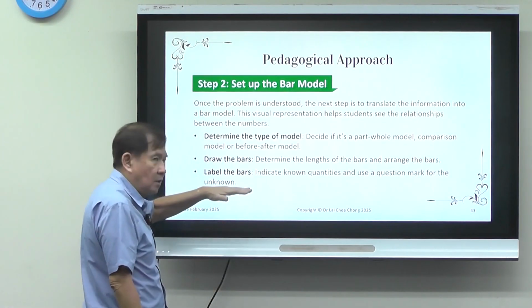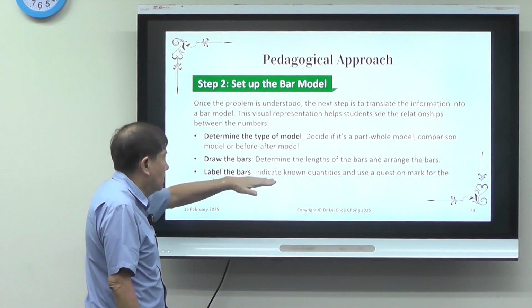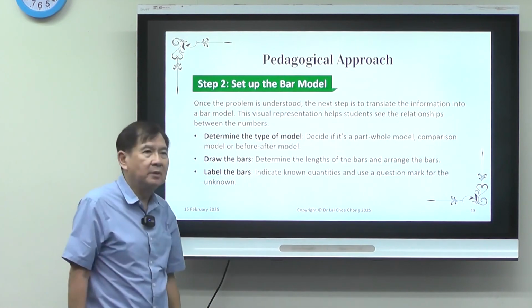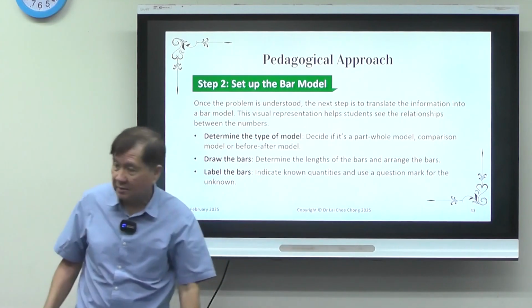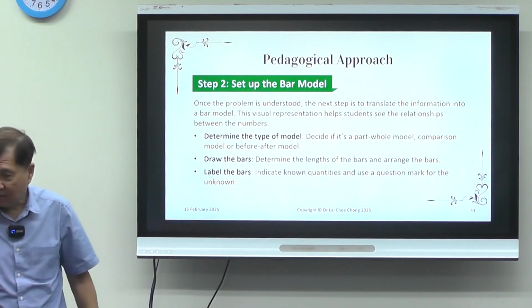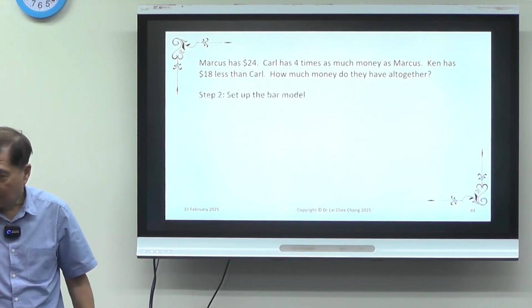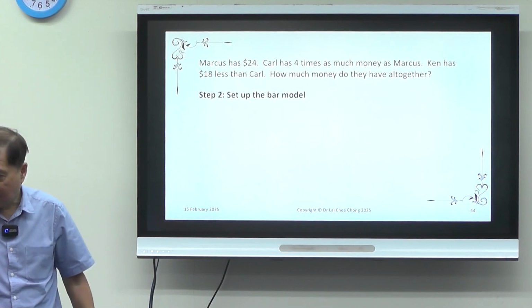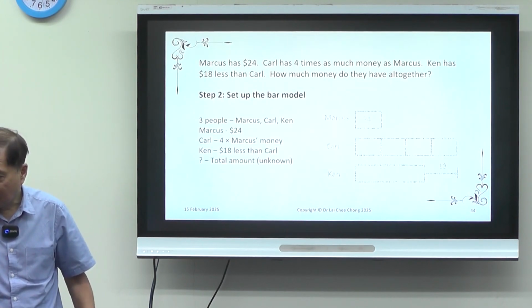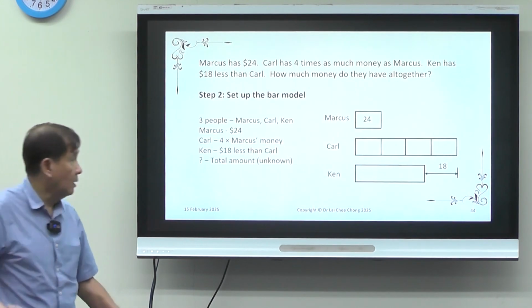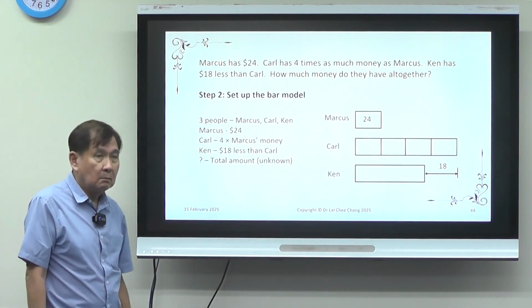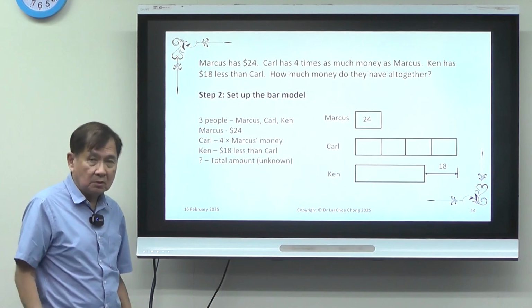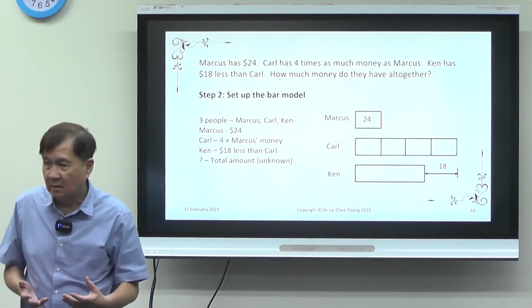Then, once they got the bar model drawn up, they must put the labels there. That's important. Put some labels there. So now after they've done that, we'll set up the bar model. Okay, now from what I have, I draw the bar model. You see that? Based on these notes I've taken, I just draw here. So that's step 2.